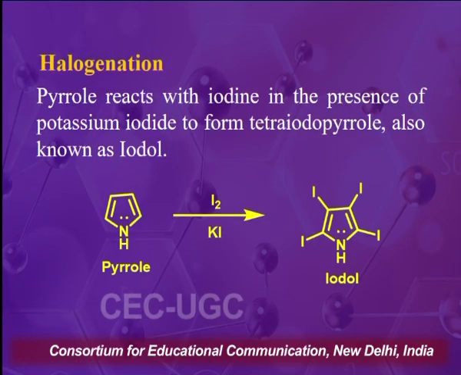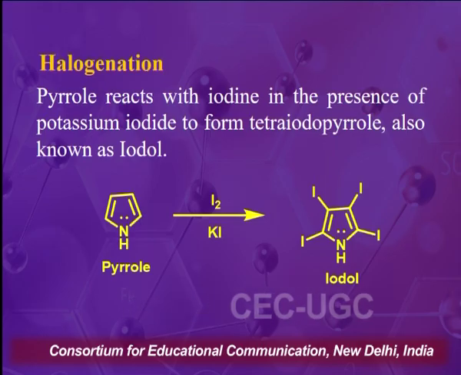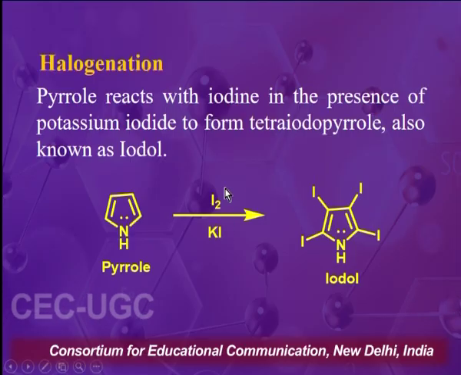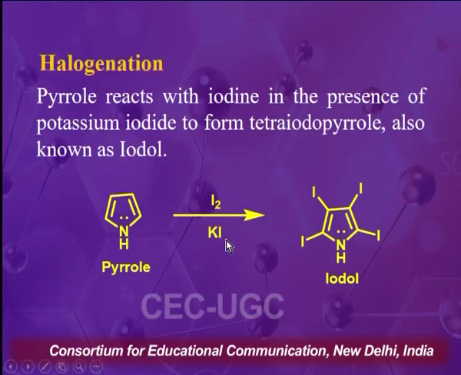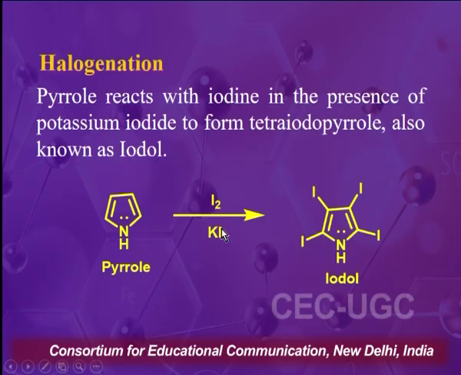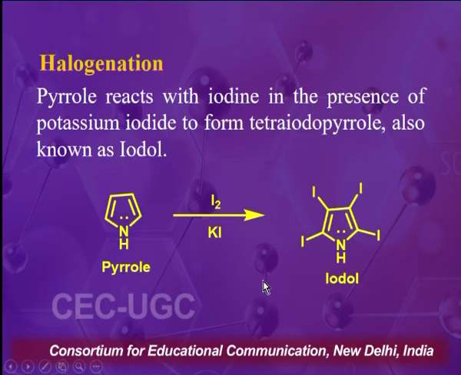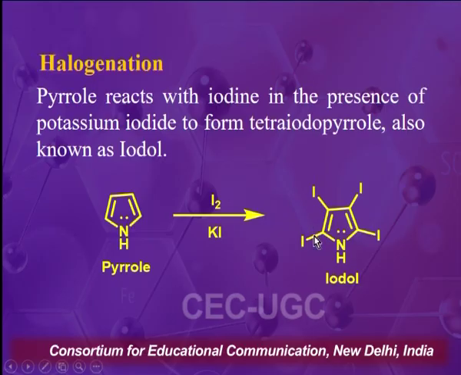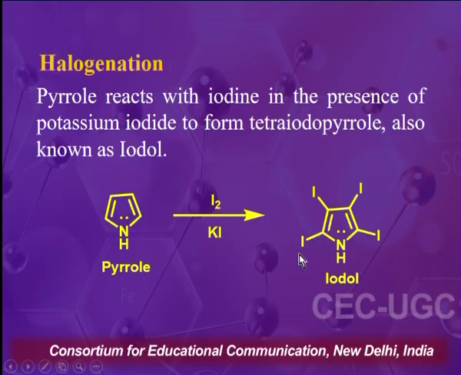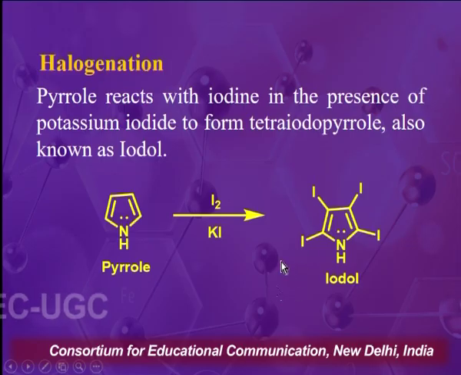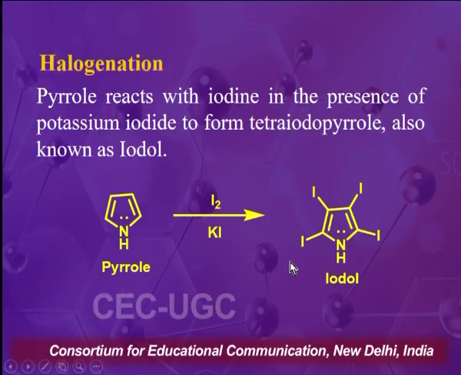Further, we can do iodination on pyrrole as well. For the iodination, we have to use iodine as the reagent system along with potassium iodide, and we get the final product as 2,3,4,5-tetraiodopyrrole. That is also known as iodole by its common name.